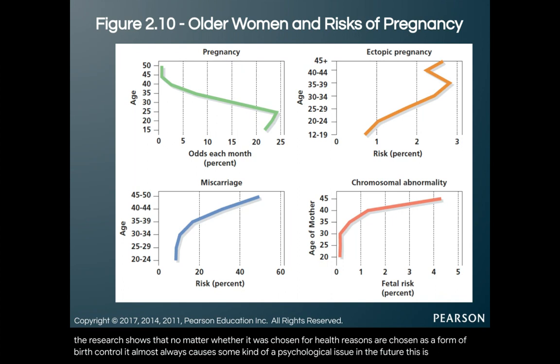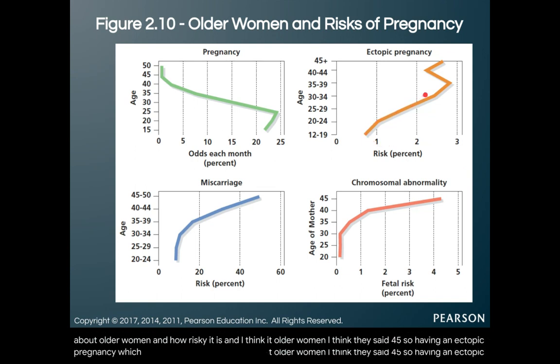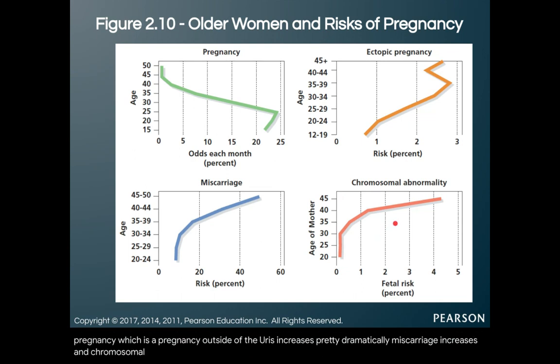So this is just a thing about older women and how risky it is. And I think at older women, I think they said 45. So having an ectopic pregnancy, which is a pregnancy outside of the uterus, increases pretty dramatically. Miscarriage increases, and chromosomal abnormalities such as Down syndrome increase.